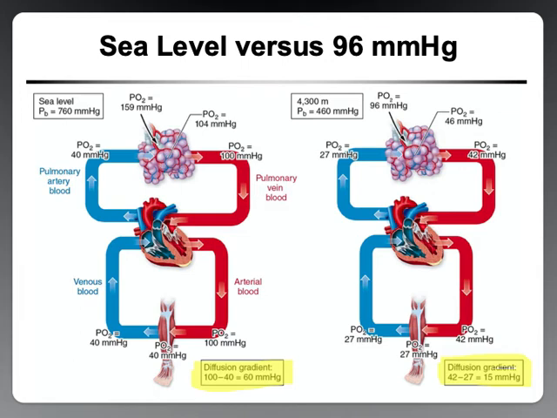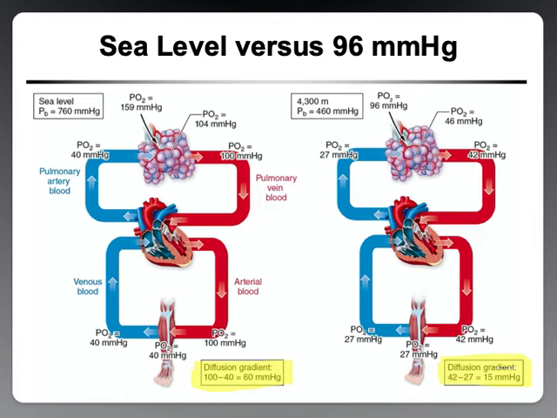Okay, but I want you to see the real impact. It's down at the diffusion, or the gas exchange, that happens at the skeletal muscle. So the diffusion gradient is 100 in the arterial blood, and in the skeletal muscle, the partial pressure of oxygen is 40. So we see a diffusion gradient of 60 millimeters of mercury at rest at sea level.